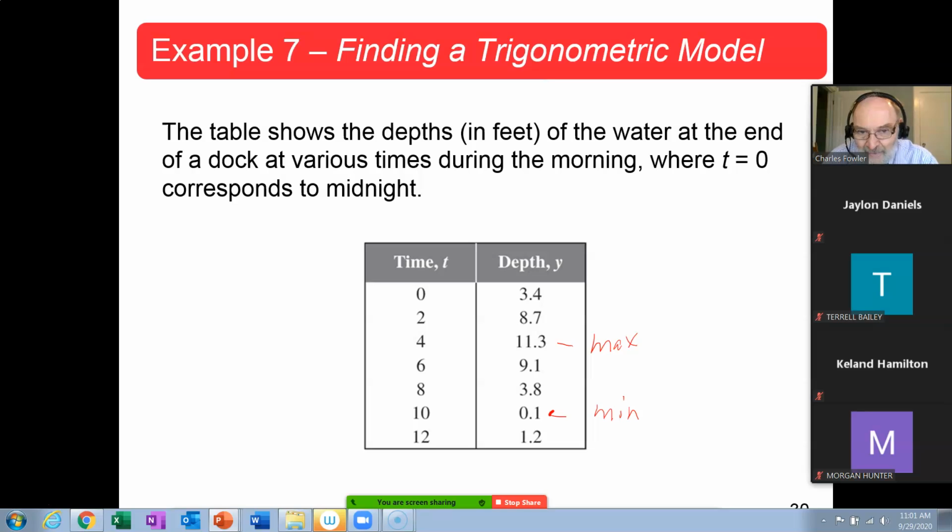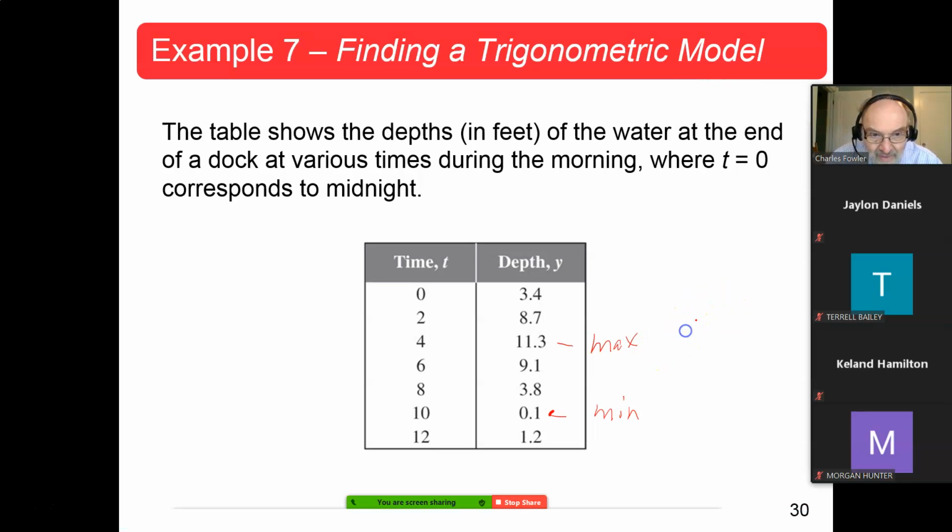Okay? Now, if you remember the definition of amplitude, the amplitude was half the difference between the max and the min. So let's first take the difference between the max and the min. 11.3 minus 0.1 would give you 11.2, and half of that would be 5.6. That's going to be our amplitude.